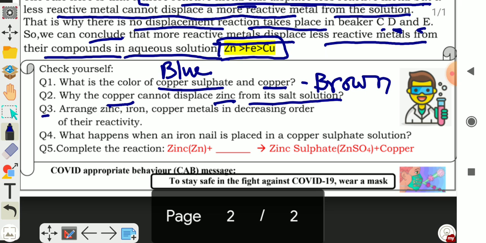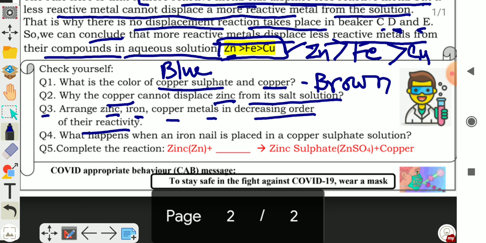Question number 3. Arrange zinc, iron and copper metals in decreasing order of their reactivity. So how will you arrange? You will arrange like this. Zinc is most reactive, Zn, then Fe, iron and then Cu, copper. Copper is least reactive, zinc is most reactive in these three metals.